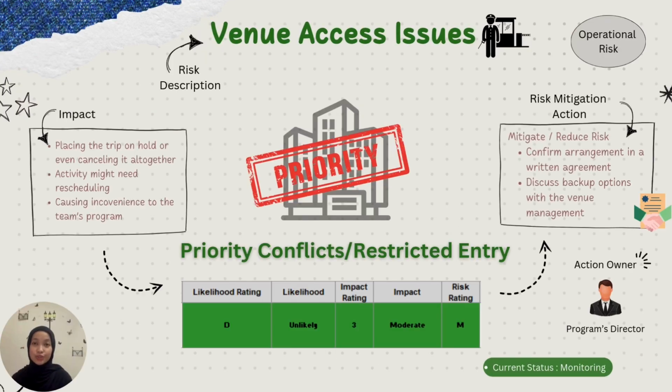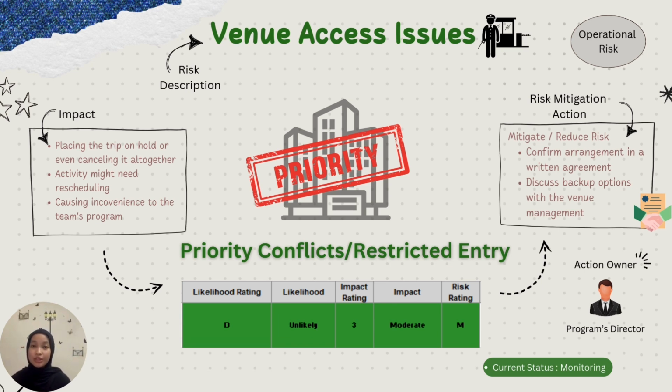Next, venue access issues are also one of the risks that can happen during the field trip. The risk category for this risk is operational risk. This issue arises if there is a miscommunication between the program director and venue management about the schedule and leads to the group being denied access upon arrival. Another cause for this risk is the venue management deciding to give preference to high-profile events and placing the trip on hold or even cancelling it altogether. On that account, the program director might need to quickly reschedule or find an alternative venue at the last minute. Due to that, it unfortunately causes inconvenience to the team's program.